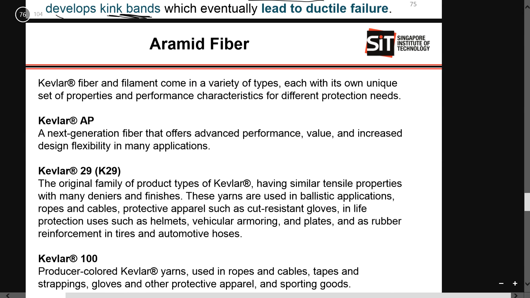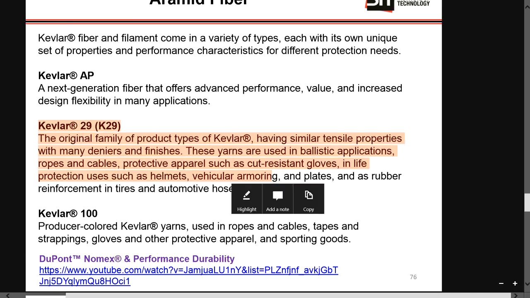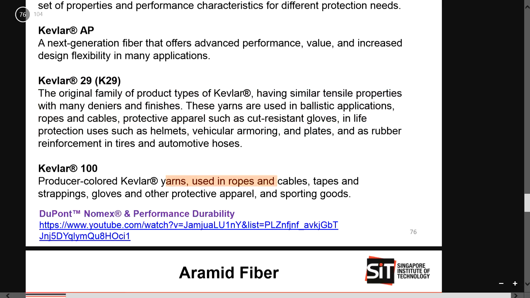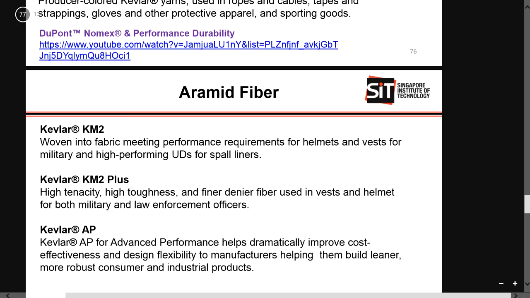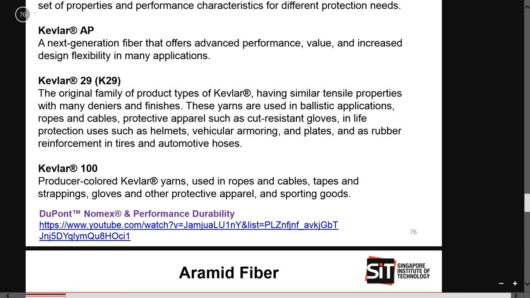And for the different applications, Kevlar 29 is for protective apparel and things like that. K100 is for ropes and cables, most probably colored ones, I think. There's one question on why use K29 or why use K100. K100 allows color, if I don't remember wrongly. As for K29, it is just for normal colors.